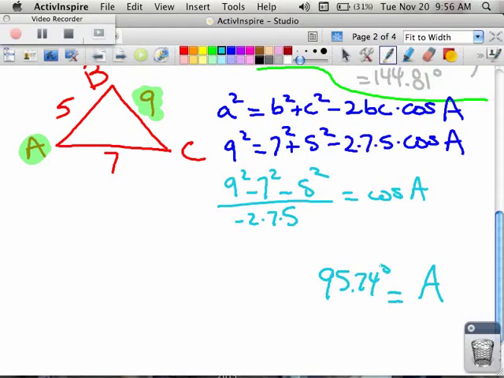So you can do this all in one fell swoop. You can type in second cosine, parentheses, parentheses, top part, parentheses, divided by, parentheses, bottom part, parentheses, parentheses, enter. Poof, out pops the angle in your calculator. If that doesn't make sense, take it one step at a time.